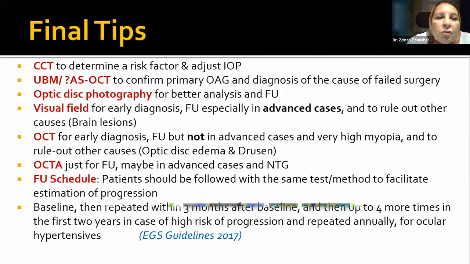We should always measure the central corneal thickness to determine the risk factor and adjust the IOP. In order to confirm primary open angle glaucoma, if we have a suspicion of another secondary cause, we may use anterior segment OCT and UBM for the diagnosis of a cause of a failed surgery. The optic disc photography is essential for better analysis and follow-up.